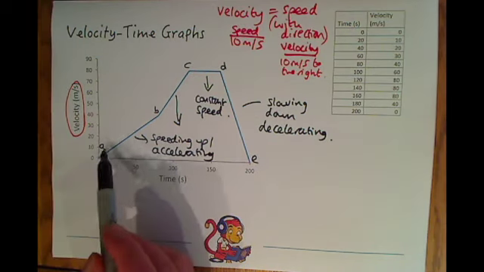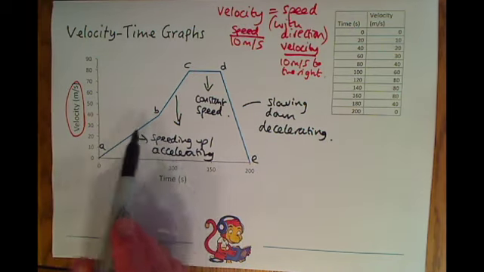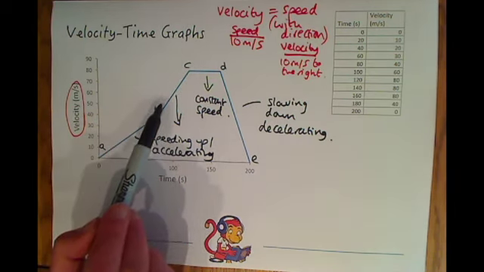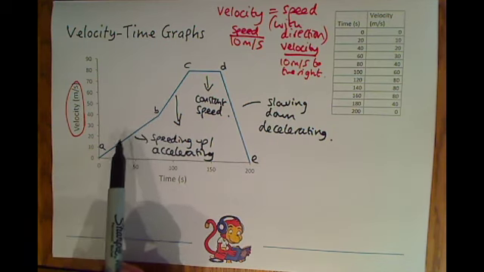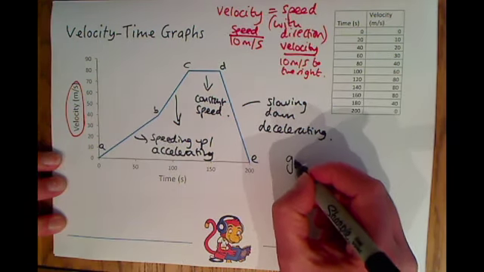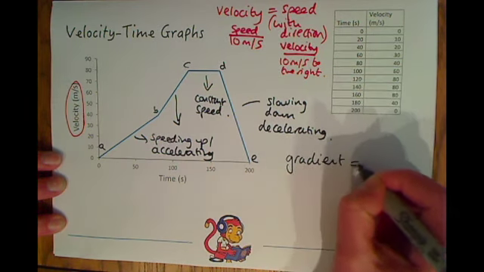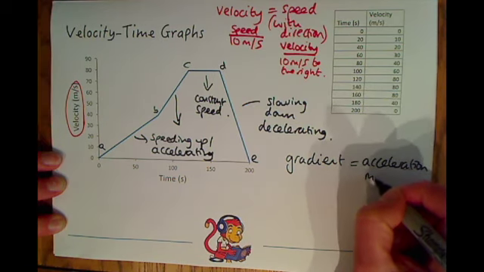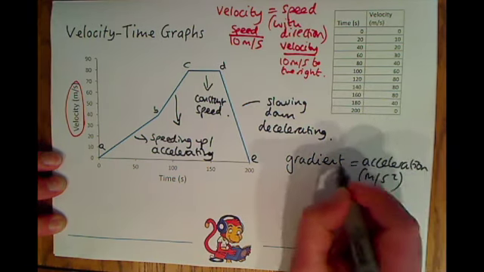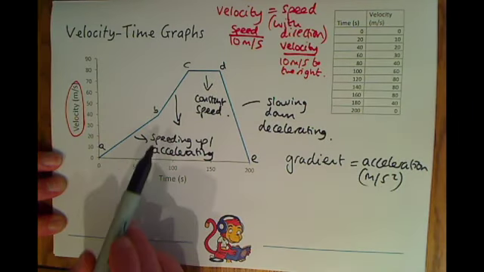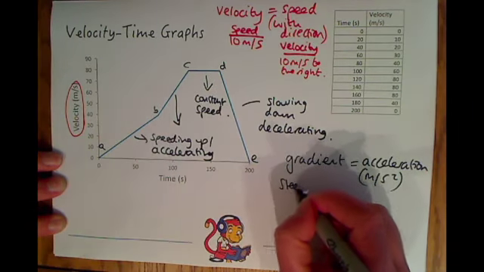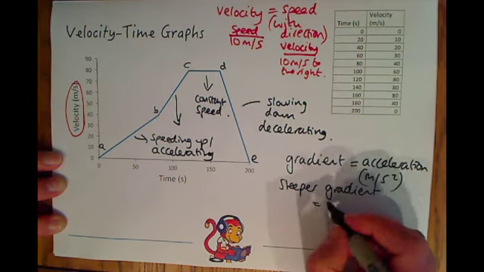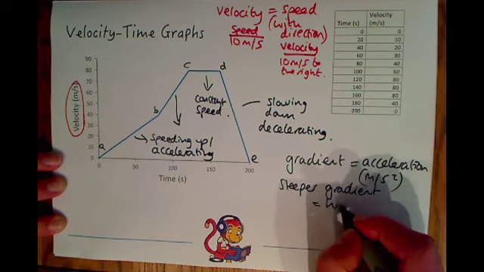If we compare the acceleration between the two, we can see that the steeper the gradient, so the steeper the line, the higher the acceleration. So on velocity time graphs, the gradient means acceleration, which is measured in meters per second squared. Okay, so gradient is acceleration, and then the steeper the gradient, the faster the acceleration, or the higher the acceleration.